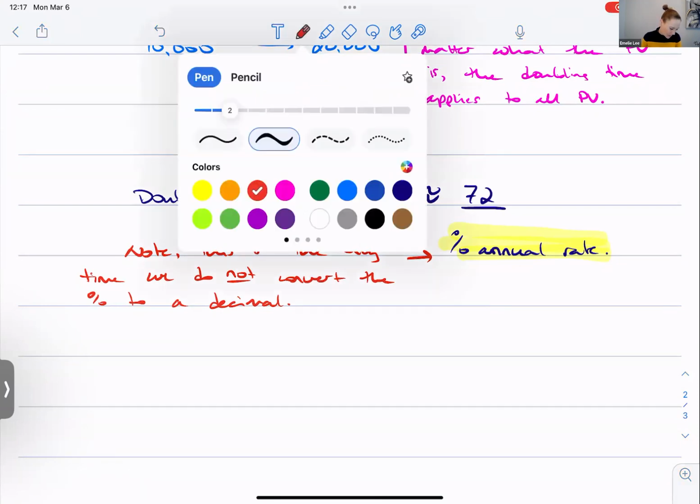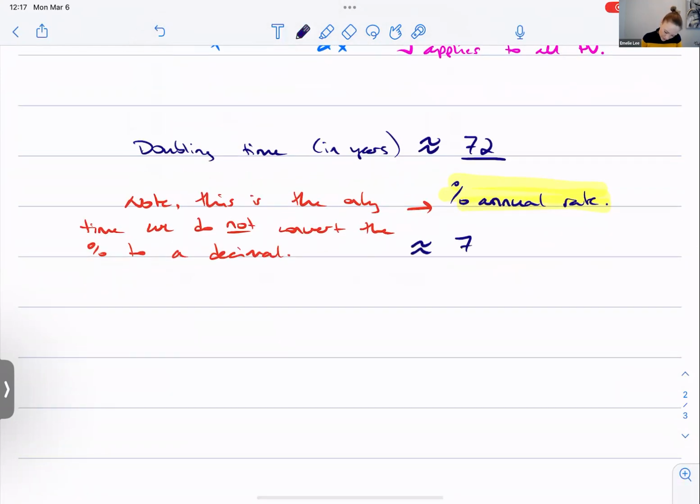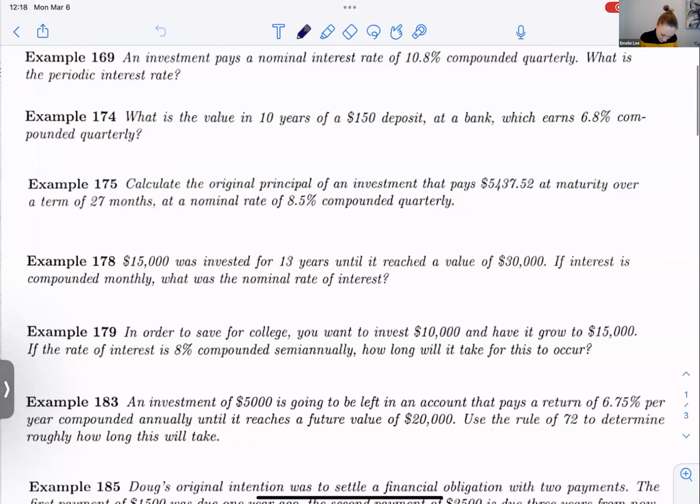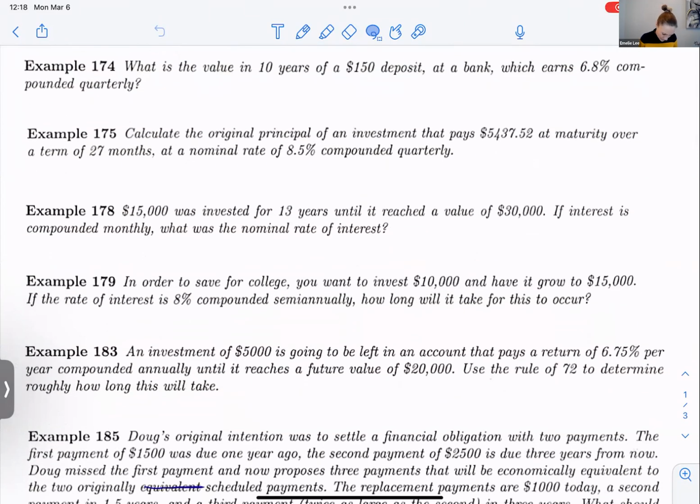So what happens is we have approximately 72 divided by R times 100%. R is that decimal, but then you have to multiply it by 100. Usually that's how it's given in the question, so it's not too bad. Okay, but let's see here. All right, let's do an example. Example 183.